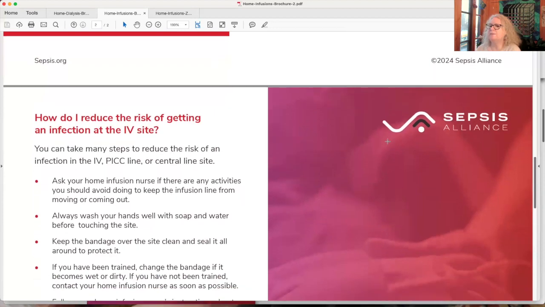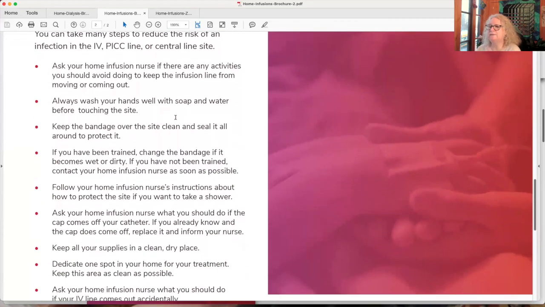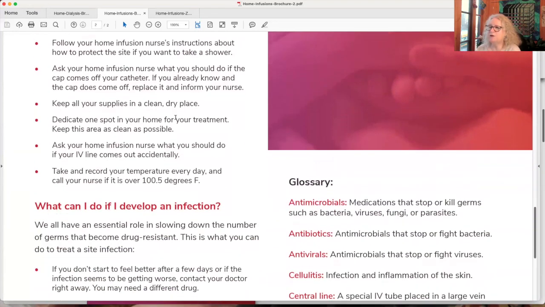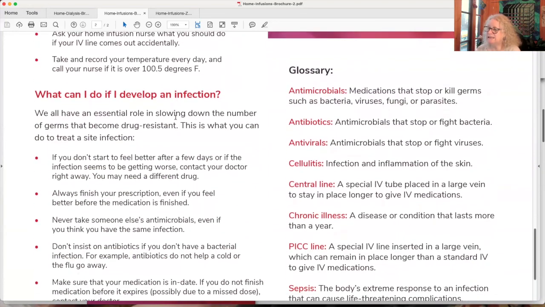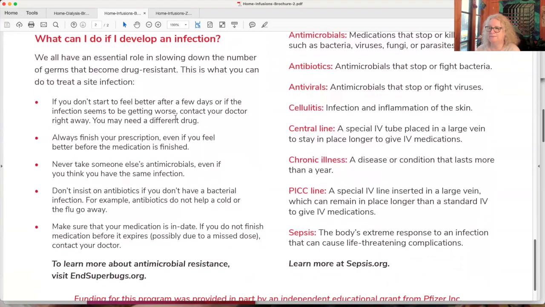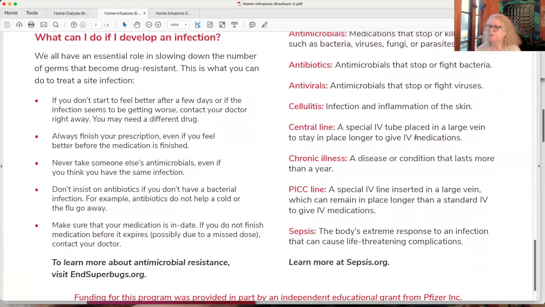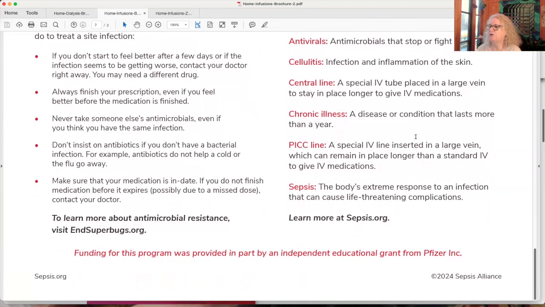On the other side of the page, we talk about how to reduce the risk of getting an infection at the IV site. And because we know that no matter how careful we are, there still is a chance that infections will develop, what to do if you get one. We have a short glossary where we talk about a few of the words or phrases that the people may hear if they're on home infusions.